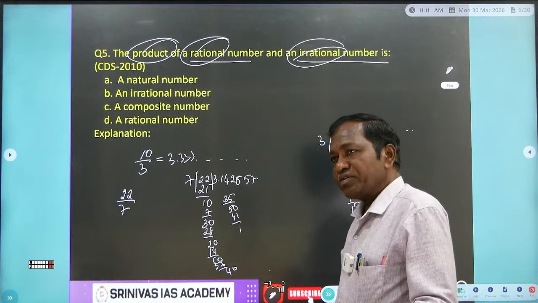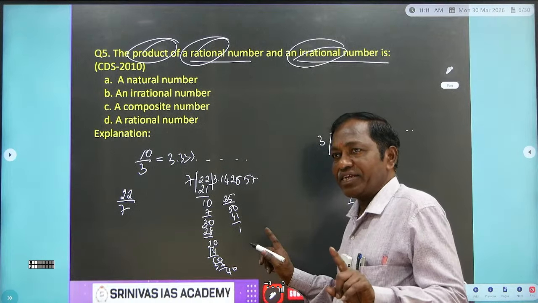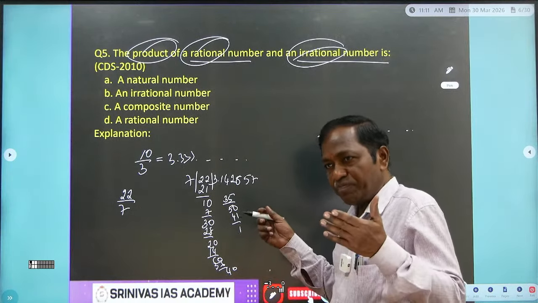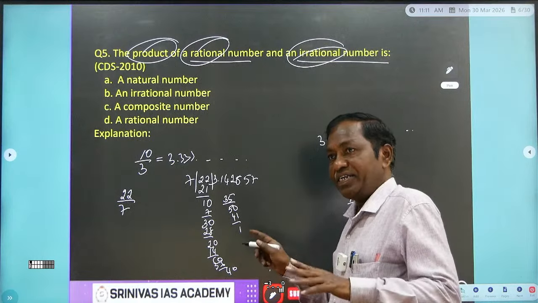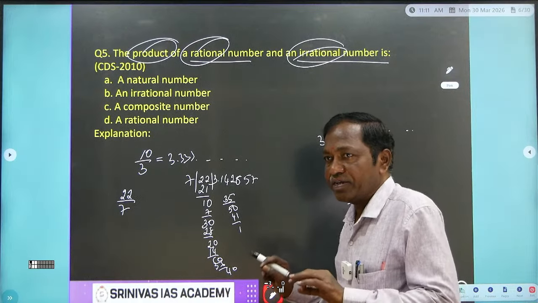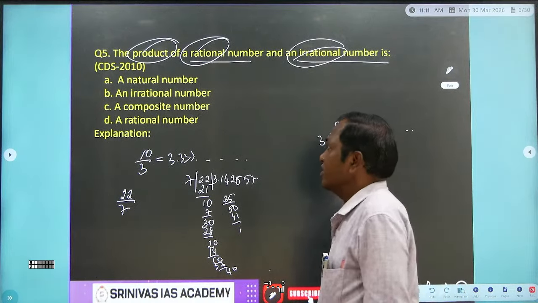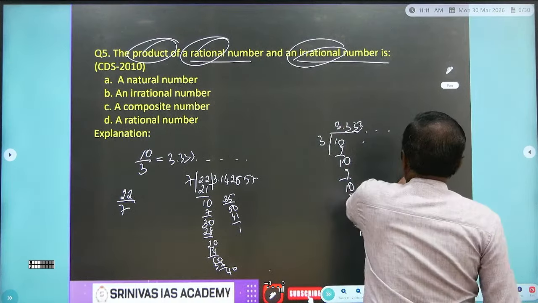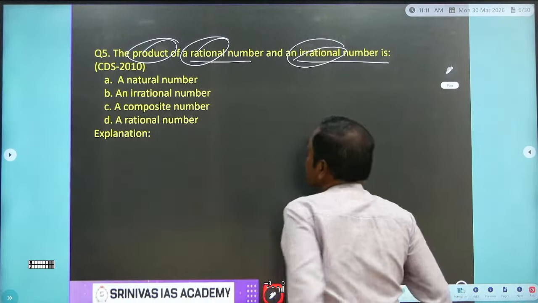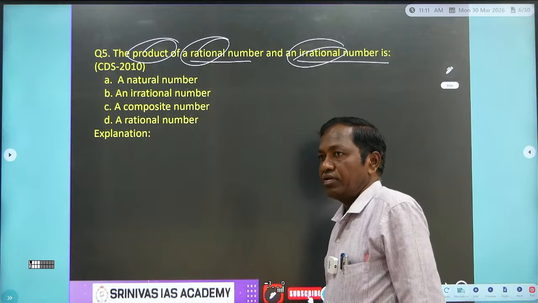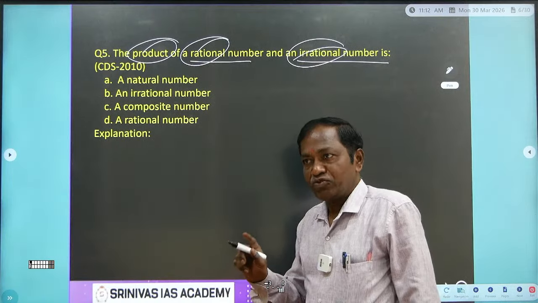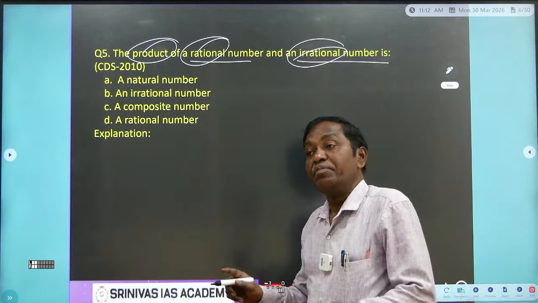The best example for an irrational number is pi. 22 by 7 looks like a rational number because it is in the form of p by q only, but it is an irrational number. Pi cannot be a rational number. Again, see, this is a property of pi. So 22 by 7 looks like a fraction, it looks like a rational number, but it is an irrational number.